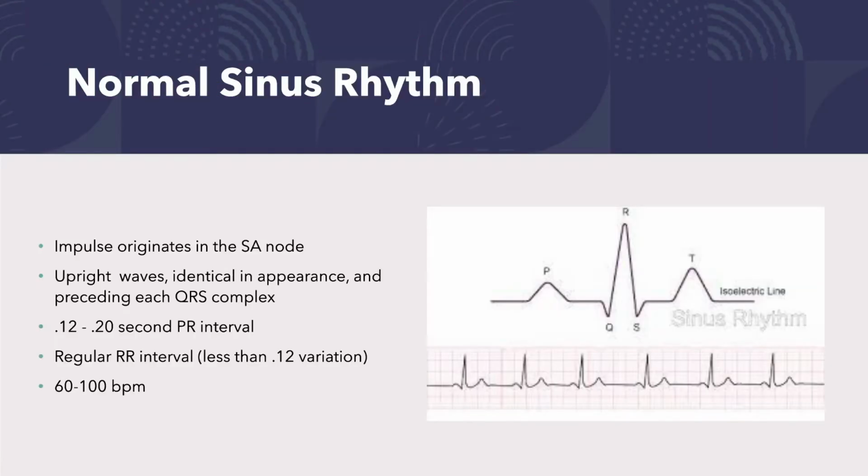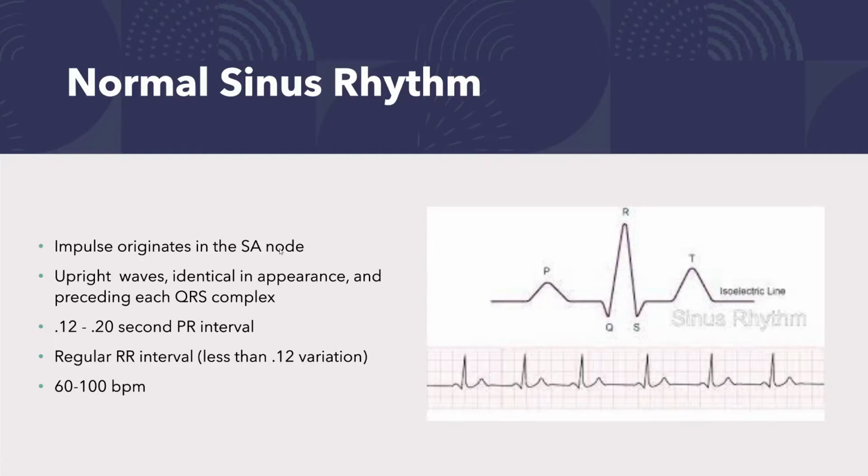So what is an irregular heartbeat? What is an arrhythmia? Well, first we need to learn what a normal rhythm is. A normal rhythm originates in the sinoatrial node, so it's called a normal sinus rhythm. Sinus meaning SA node initiated. Normal meaning the RR interval is regular, so the distance between QRS complexes is uniform.